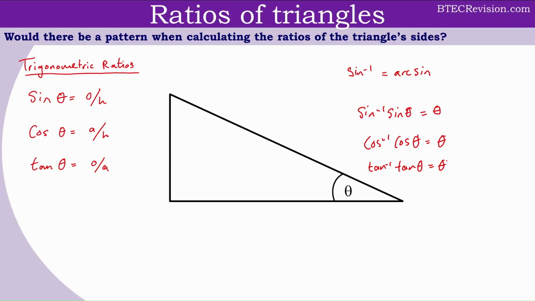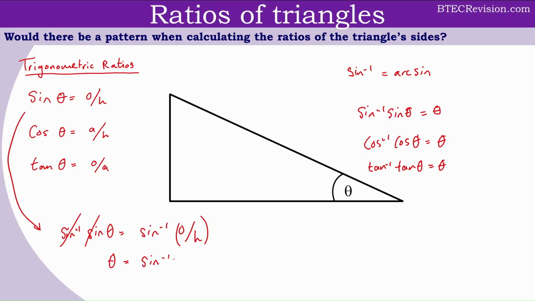So to find the angles, we can take the inverse. So we'll start with sine. Inverse sine of sine theta must be equal to inverse sine of opposite over hypotenuse. Because the left side is inverse sine, on the right hand side of the equation we also have inverse sine. Therefore these cancel out and we're left with theta equals inverse sine of opposite over hypotenuse.